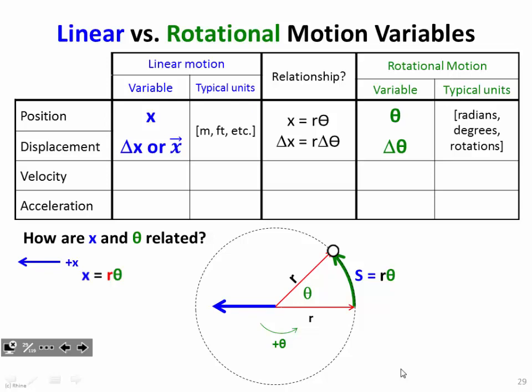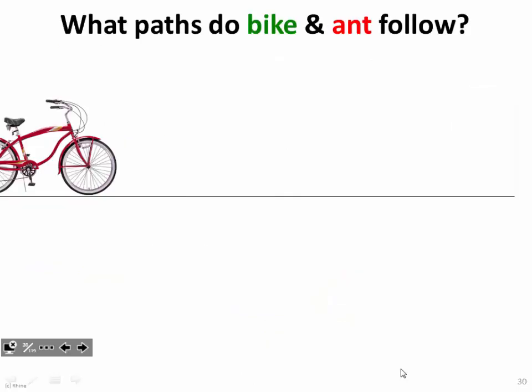Typical units for rotational motion are radians, degrees, and rotations. And remember, rotations and revolutions mean the same thing. There are other ways of measuring rotation as well, but these are the most common. And how do you relate the two sides? Through x equals r theta, or delta x equals r delta theta. Good? All right.